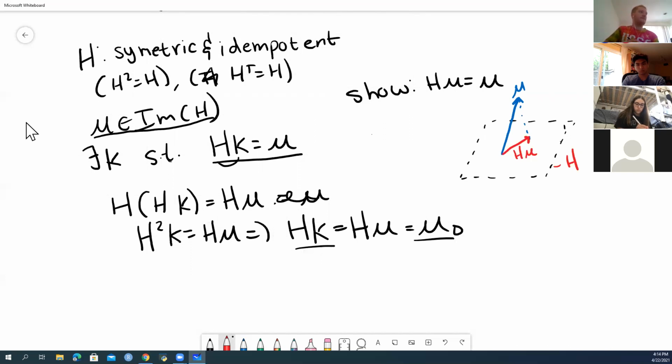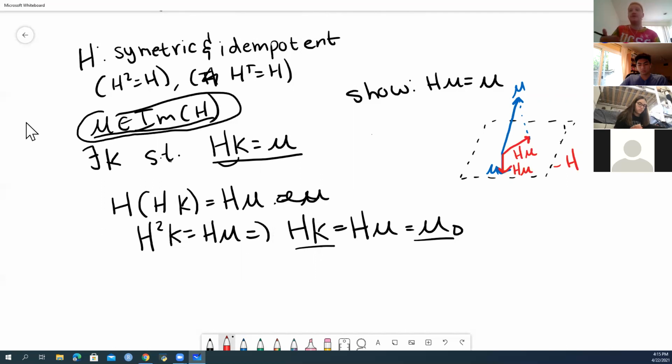But mu is already in the image of H, basically. So what we're saying here is that mu is in the image of H, so mu's already here, and so it doesn't do anything. So multiplying by H results in H mu still being the same. That's what's theoretically happening. But that's not really what the problem's asking for.